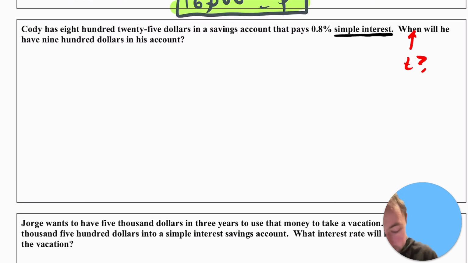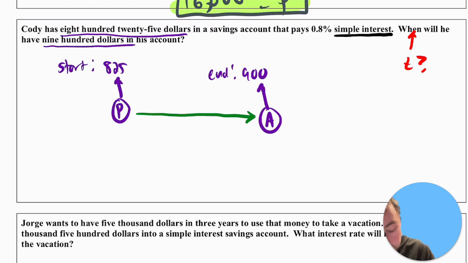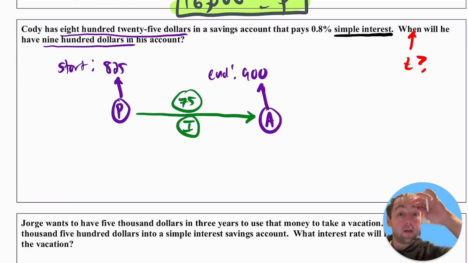What we do know is that he has $825 in his savings account, and we want to get to $900. So if he starts at $825 and ends at $900, the starting amount we always denote as the principal, okay? But notice that the ending amount is actually the amount that's in the account. Going between principal to the amount in the account is the amount of interest, I. So the amount of interest is going to be known, $75, because that's the amount of increase from $825 to $900.